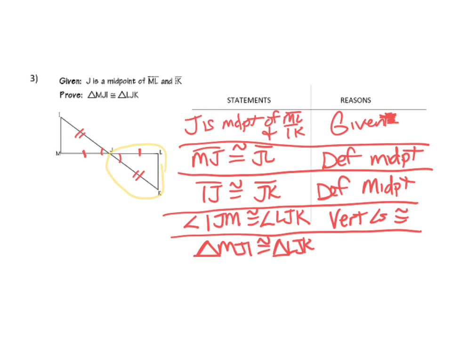You have 2 sides and an angle. So I know I have to have 2 S's and an A. If I look at that angle, it's the included angle between the 2 sides. It's where the 2 sides meet. So we would be going side, angle, side.